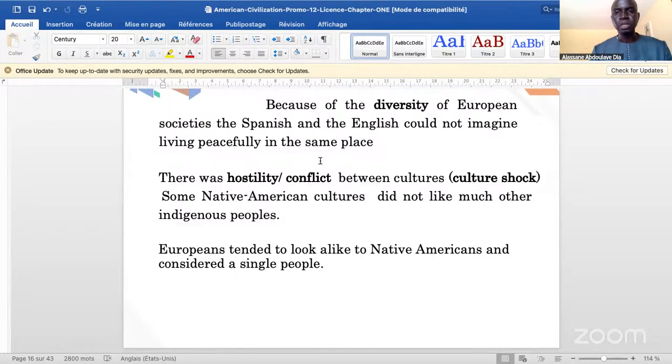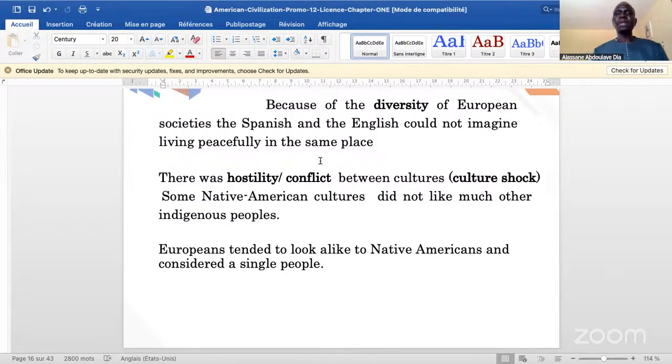I repeat, it was called the New World because the other part of the world, like Europe, did not know that part of the world. It was discovered and preserved. So there was hostility, conflict between cultures. So there was a cultural shock. Il y avait choc de culture.